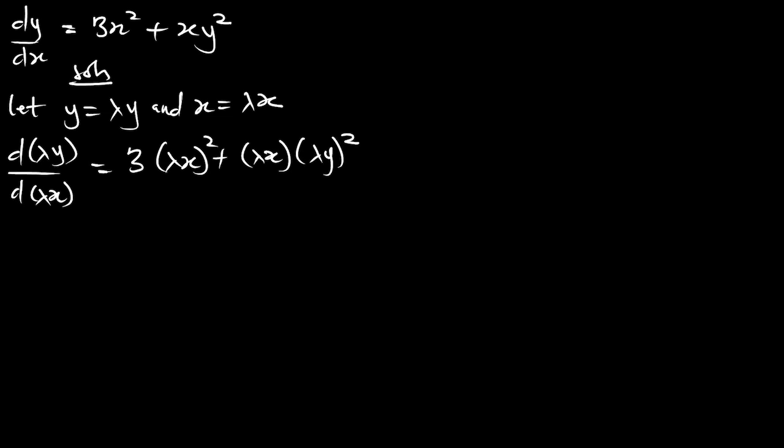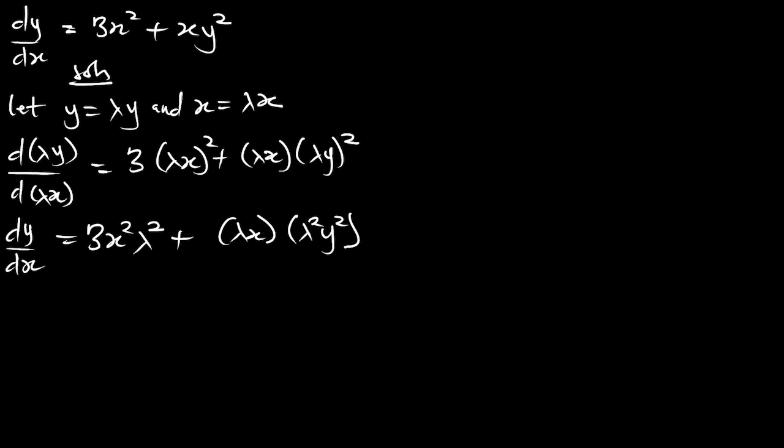So we are going to cancel out here to get dy/dx equal to, let's do the expansion, 3x squared lambda square, plus when we have our lambda x here, let's expand this to be x lambda square y square from this part. Straight away we are going to get 3x squared lambda square plus, now let's do the multiplication. We are going to get lambda cubed x y square.